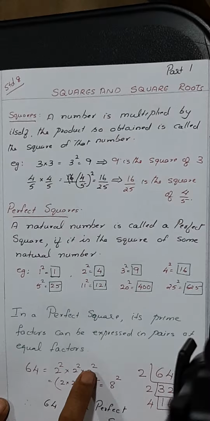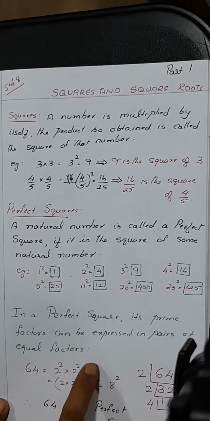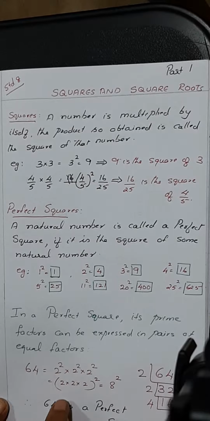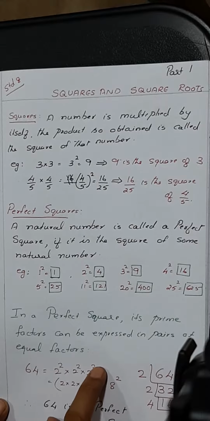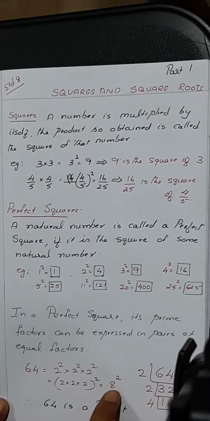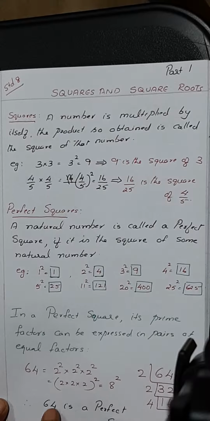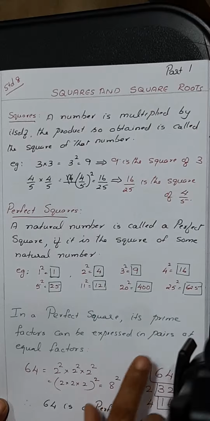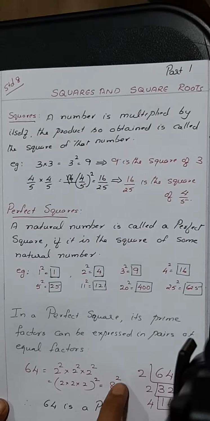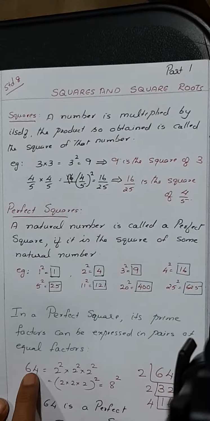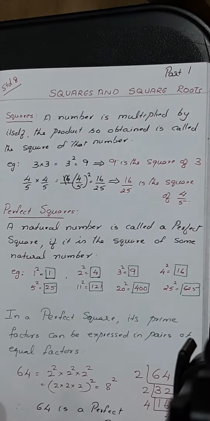This you have learned in laws of exponents. When the powers are same, you can multiply the bases and then put the common power. So this will become 8 squared. So 64 is equal to 8 squared. So you are able to write it as a pair of equal factors. Now you have written 64 as 8 squared. So 64 is a perfect square.